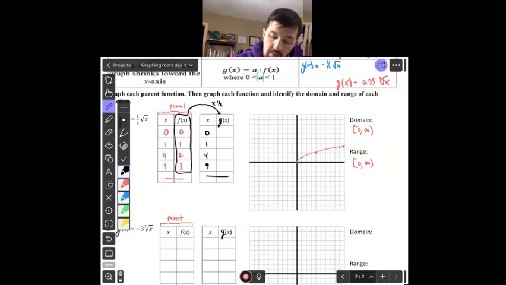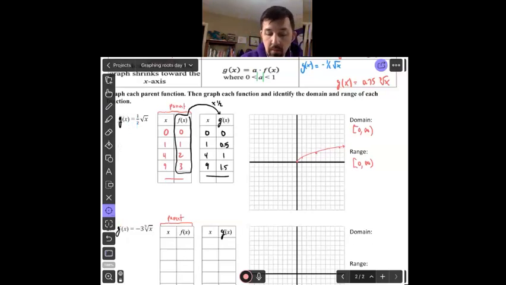So 0 times 1/2 is 0. 1 times 1/2 is 1/2. 2 times 1/2 is 1. 3 times 1/2 is 1.5. So that's what this does, right? We plug in the x, square root it, and then we take half of that. So it's taking the y values and shrinking them, compressing them. That's why we use that language, that these values here are now compressed to get these values. They don't move as far. So that's where we get that idea of shrinking or compressing.